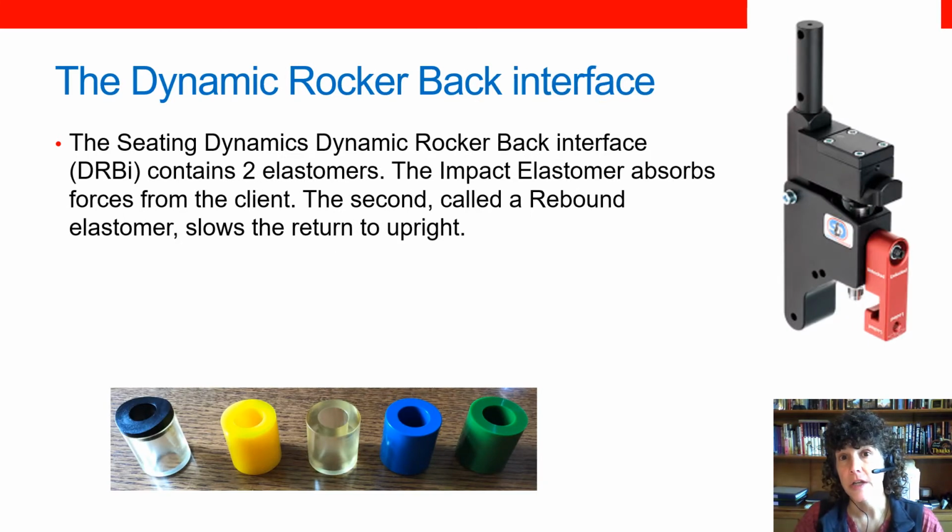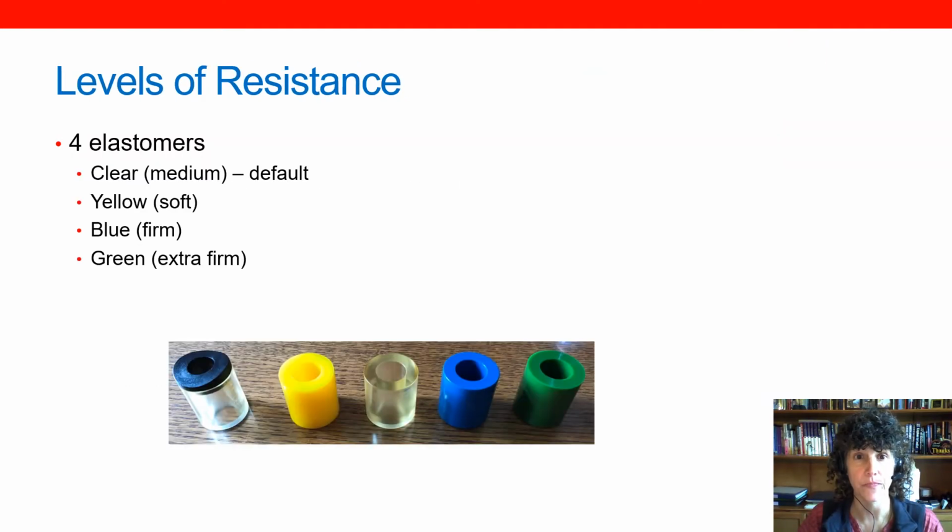So the dynamic rocker back interface has 2 elastomers within its mechanism. The impact elastomer absorbs the force of the client. The second elastomer, which is called a rebound elastomer, does just that. It rebounds, it helps return the client to an upright posture.